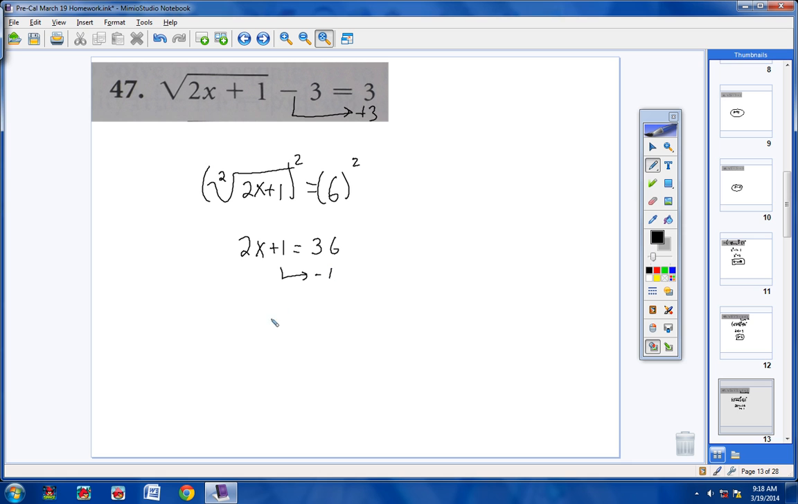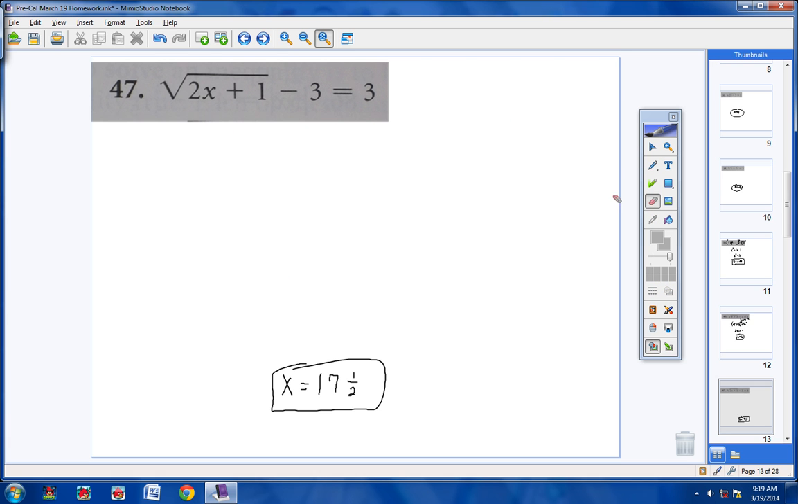And now we have a simple equation to solve. Let's bring the 1 over and make it a negative 1. And we're left with 2x equals 35. Now we divide both sides by 2, and x equals 17 and a half, or 17.5. Okay? Now, this is one of the problems where we have to check for extraneous solutions. If you were to substitute this into the equation, let me go back to the original equation. If you were to substitute 17.5 or 17 and a half right here for x, 2 times 17 and a half plus 1, and do all the simplifying, you will get 3 equals 3.